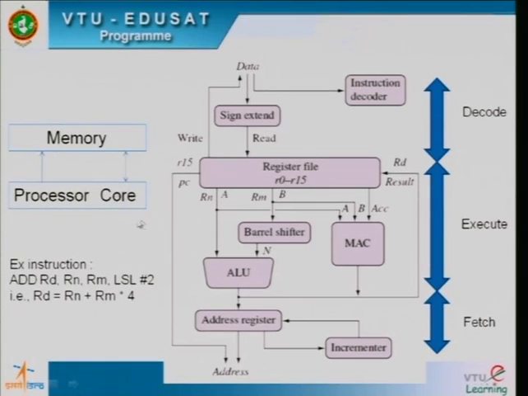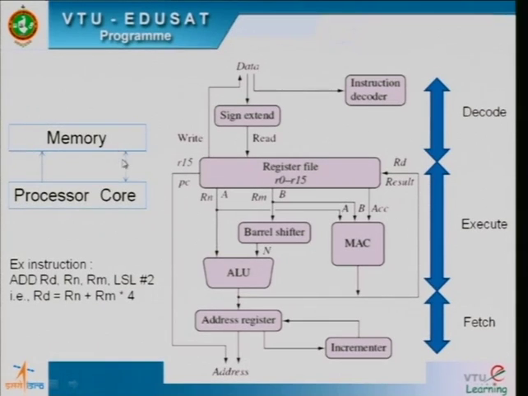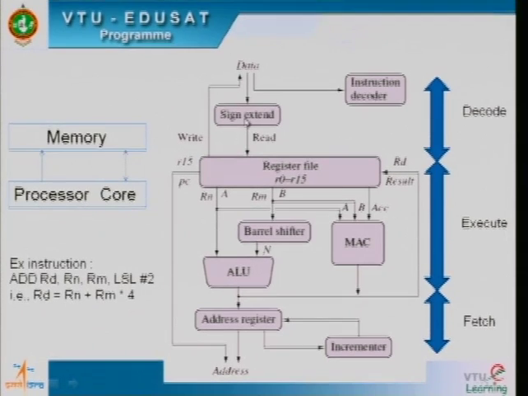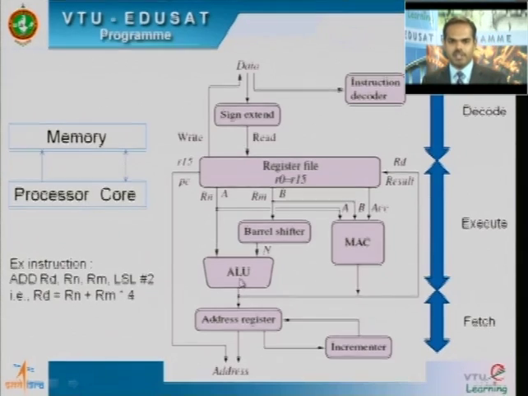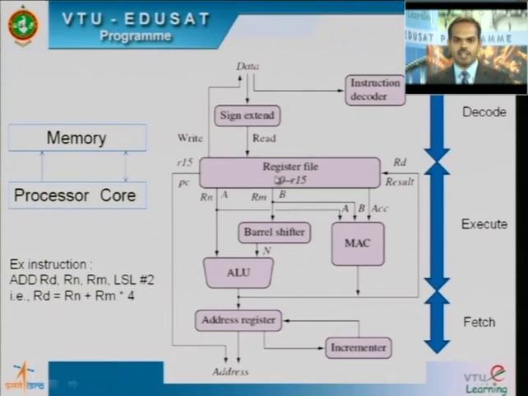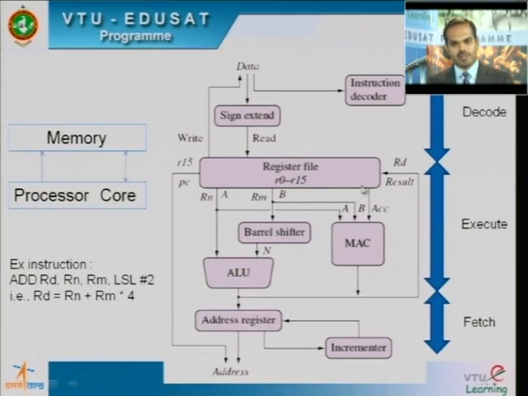The next time, the processor core generates the address using this address register and gets the data from the memory. That data comes to the sign extension circuit. If required, the sign gets extended and the data is stored in the register file. Whatever data we want to process, if it is in the register file, is processed with the help of the execution unit, that is barrel shifter, ALU and MAC. The result generated is stored back to the register file.